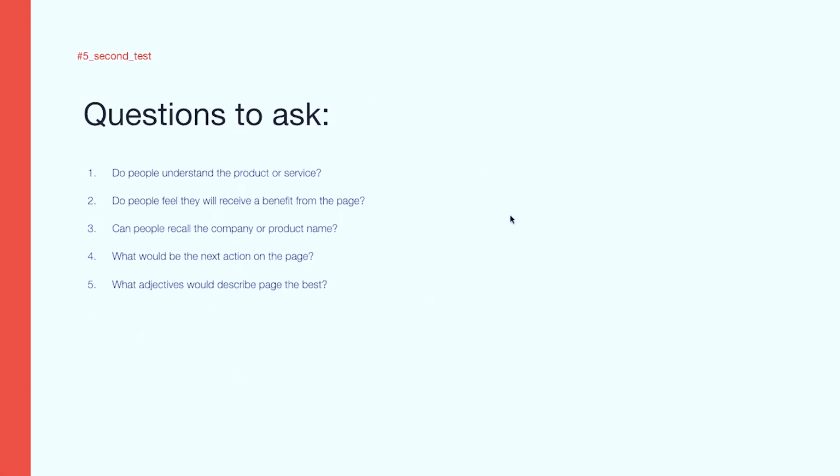Here are some examples of questions you might want to ask. For example, did people understand what product or service you sell? Whether they can recall the name of the product or the company. What would be the next action they would want to complete on the page, and what adjectives they would describe the page best. Those are just some examples of what you might want to ask.